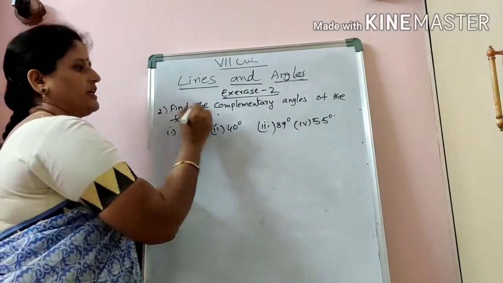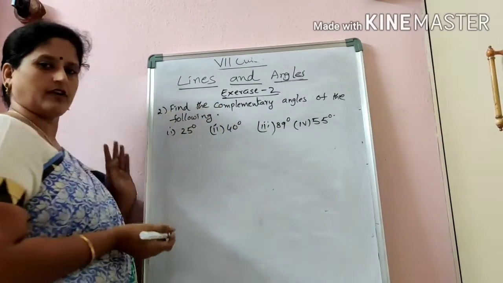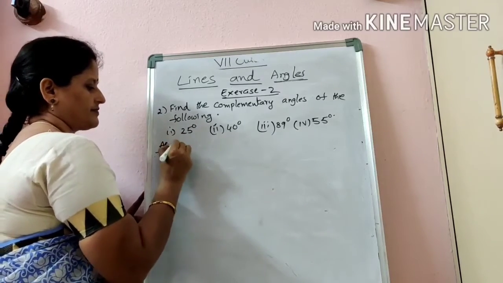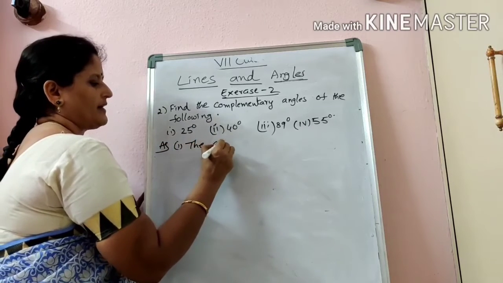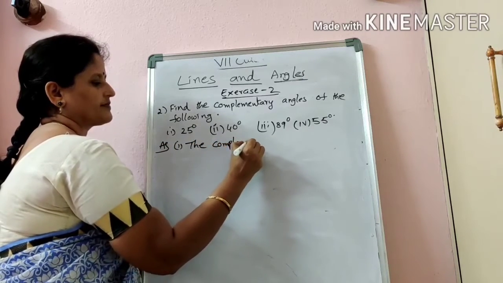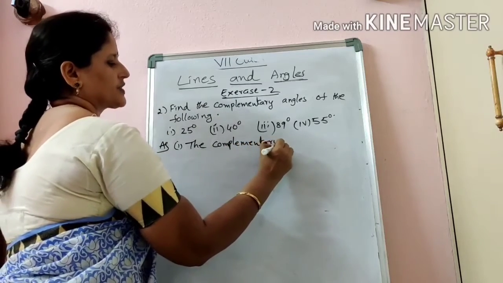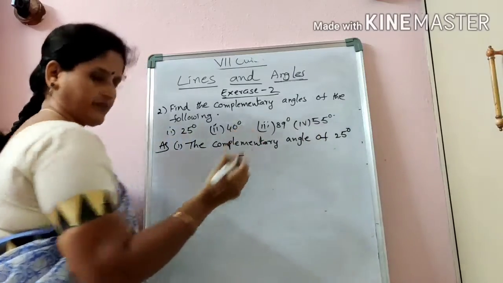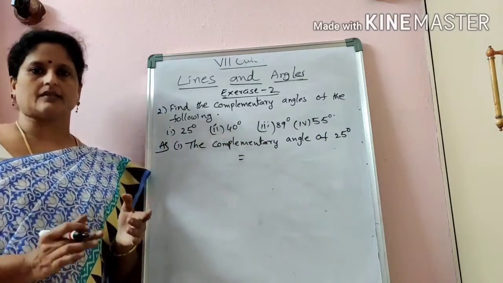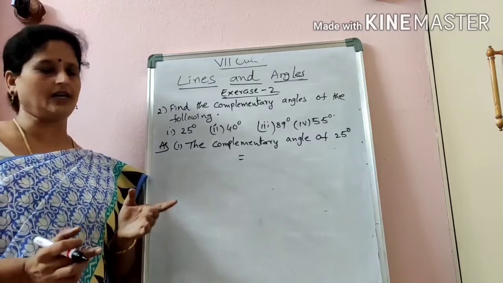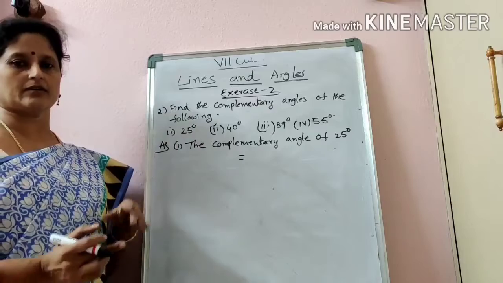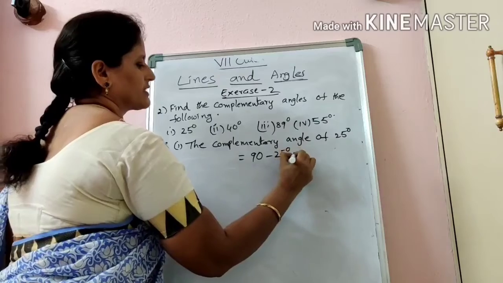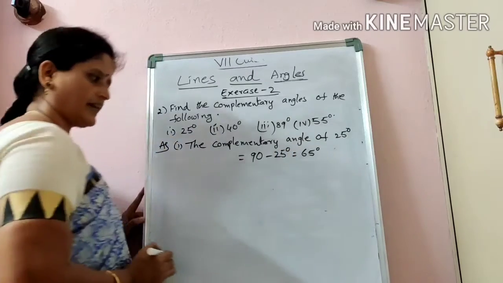Second problem. Find the complementary angle of the following. First question, 25. The complementary angle of 25 degrees is equal to, complementary angle means the sum of two angles is 90 degrees. Complementary of 25 is equal to 90 minus 25. 90 minus 25 degrees. That means 65 degrees.